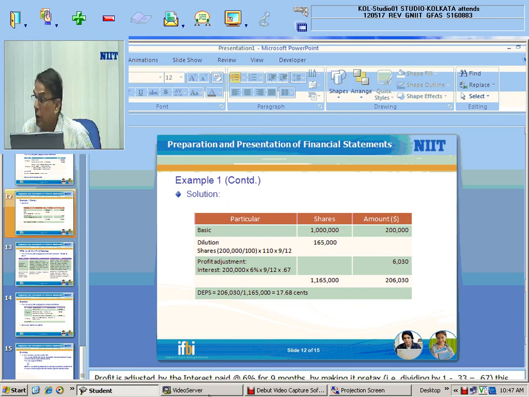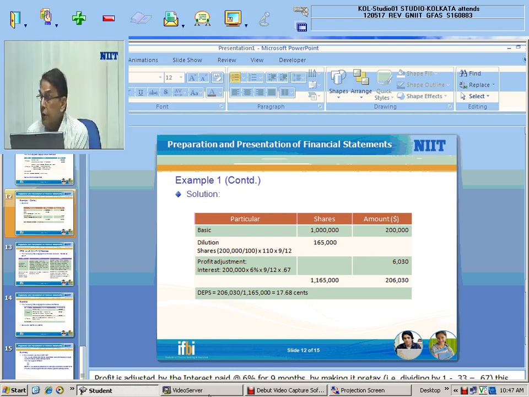So we are using the time weighting factor also because this convertible debt was issued on 31st March, that is at the end of the first 3 months. So the time weighting factor will be 9 by 12. And the $200,000 of convertible debt, how many shares will it be converted into? We will take the most unfavorable case, that means 110 shares will be issued against $100 of convertible debt. So 200,000 by 100 into 110 into 9 by 12 gives you 165,000. That will be the dilutive effect on the number of shares. What happens to the earnings? Now this convertible debt carries interest of 6%.